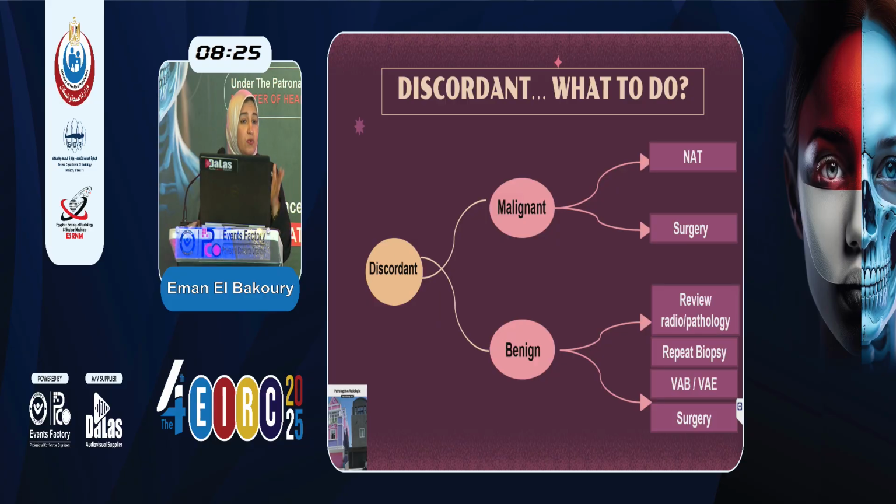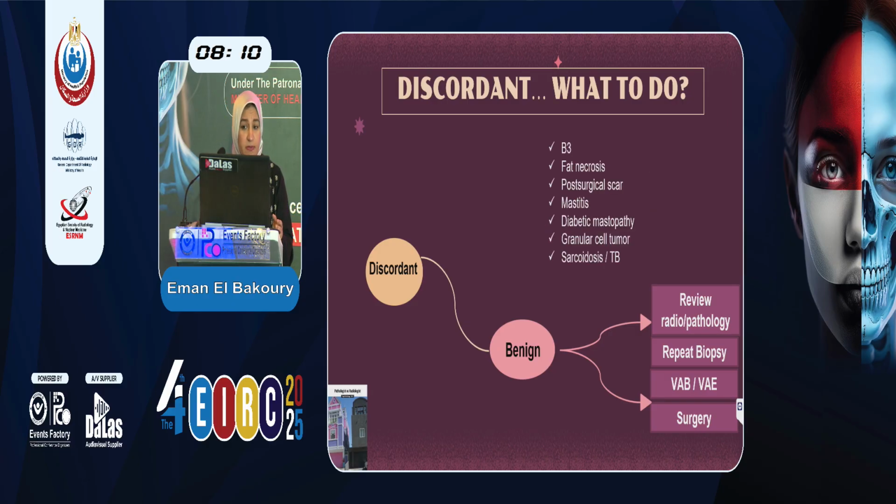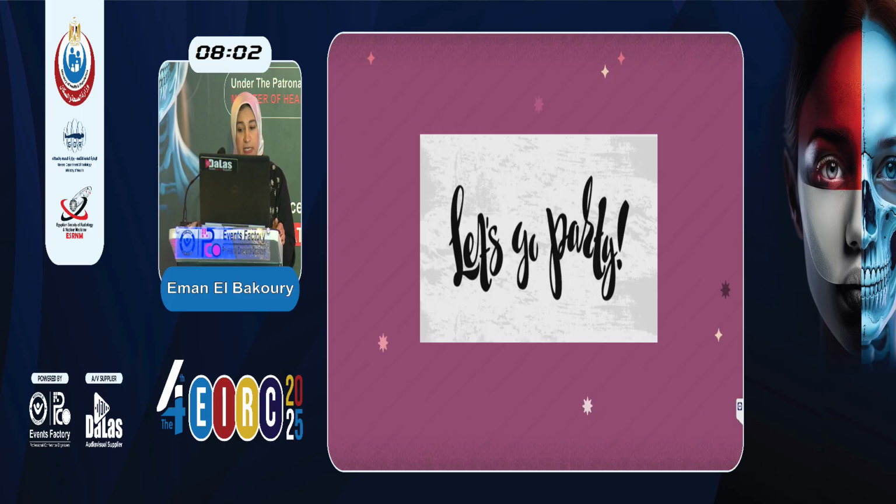When you have a discordant benign finding, actually you have plenty of options, including repetition of the pathology, repetition of the radiology, repetition of the core biopsy, or going through vigorous core, such as the vacuum-assisted or even excisional biopsy. And this is the case, as Dr. Mona said, of the B3 lesion, the traumatic fat necrosis, post-surgical scar mastitis, and other rare entities.